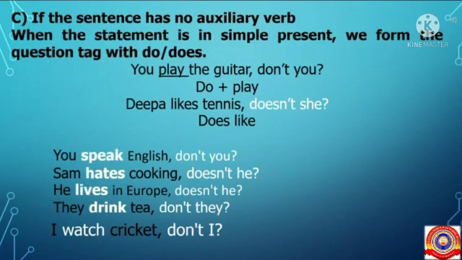If the sentence has no auxiliary verb, when the statement is in simple present, we form the question tag with do or does. For example, you play the guitar, don't you? Deepa likes tennis, doesn't she? Another example, you speak English, don't you? Sam hates cooking, doesn't he? He lives in Europe, doesn't he? They drink tea, don't they? I watch cricket, don't I?